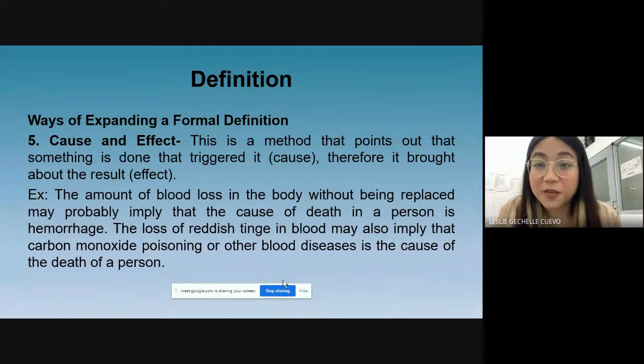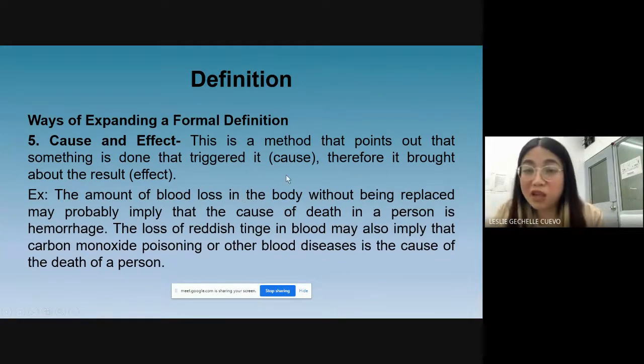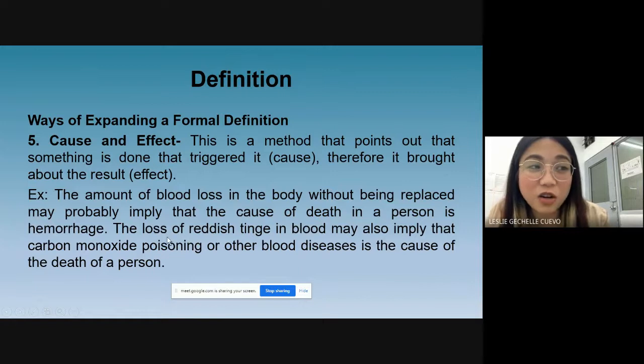Cause and effect. The loss of reddish tinge in blood may also imply that carbon monoxide poisoning or other blood diseases is the cause of the death of a person. So yun na, pinakita kung ano yung dahilan kung bakit namatay. Sinabi pa dito, kapag medyo hindi na raw mamula-mula yung kulay ng dugo, posible daw na ang cause nun, ito kasi yung resulta, yung loss of red tinge in blood. At ang dahilan nun is carbon monoxide poisoning or other blood diseases.